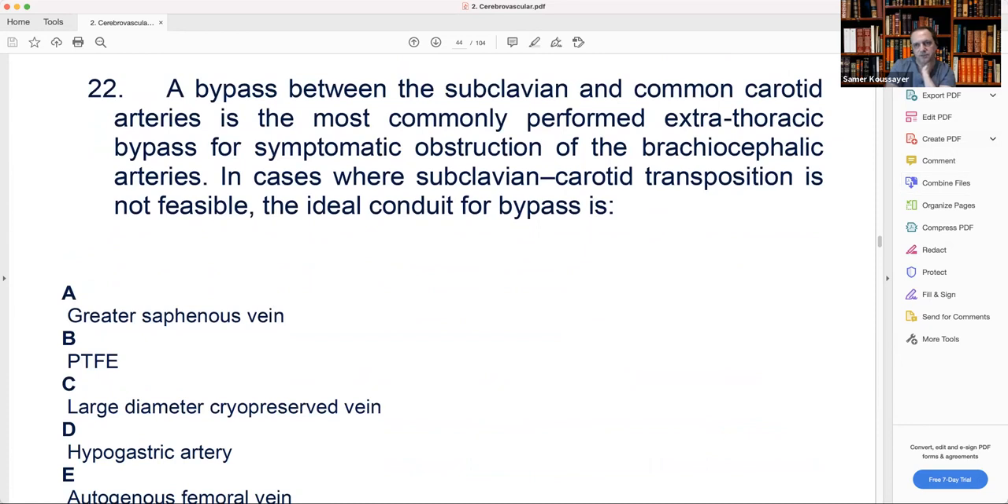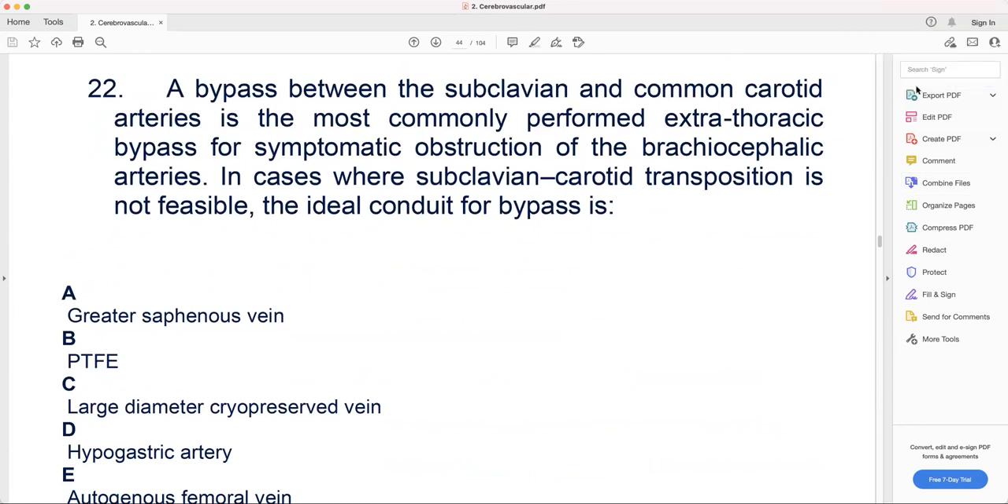Go ahead. A bypass between the subclavian and common carotid arteries is the most commonly performed extrathoracic bypass for symptomatic obstruction of the brachiocephalic arteries. In cases where subclavian carotid transposition is not feasible, the ideal conduit for bypass is.